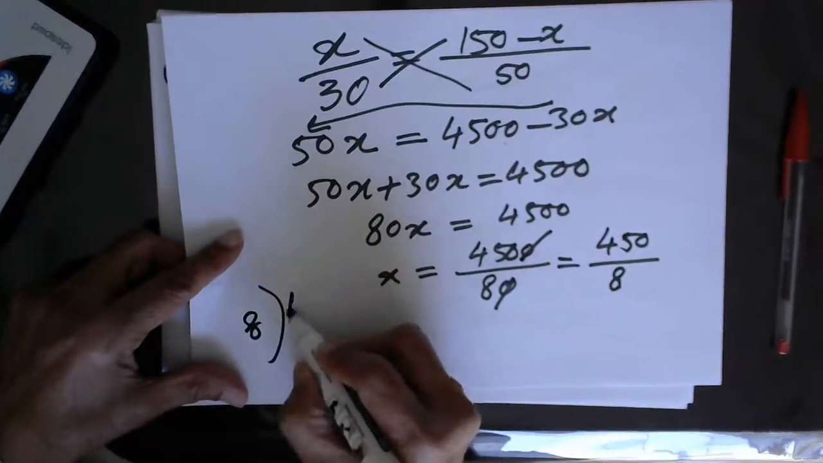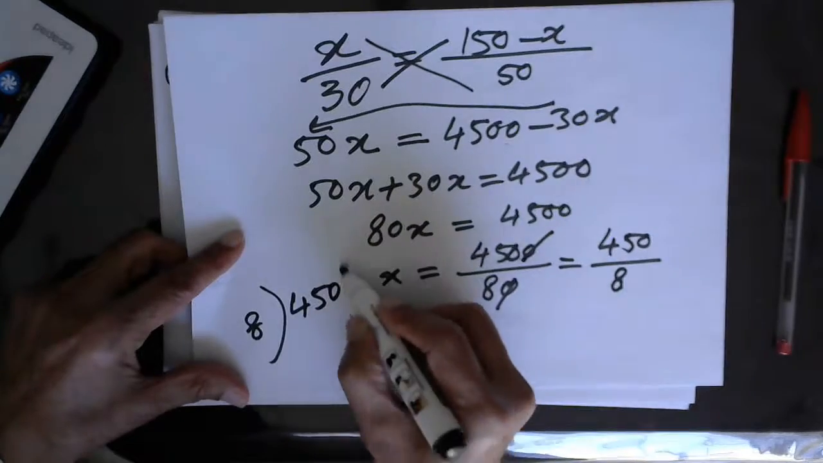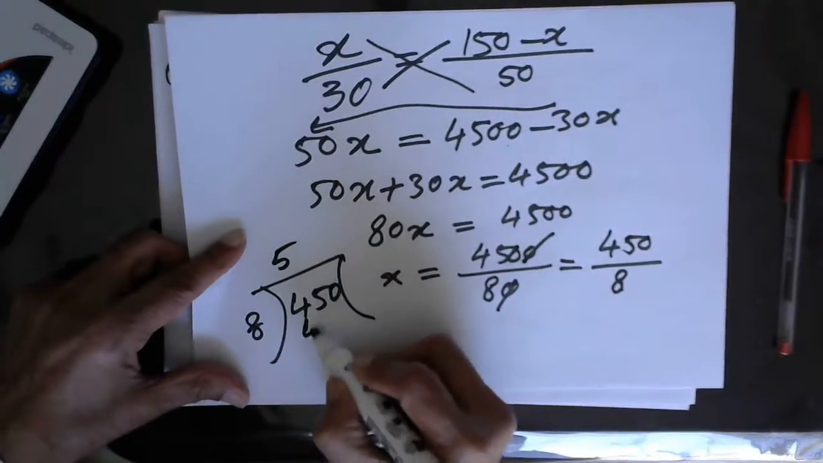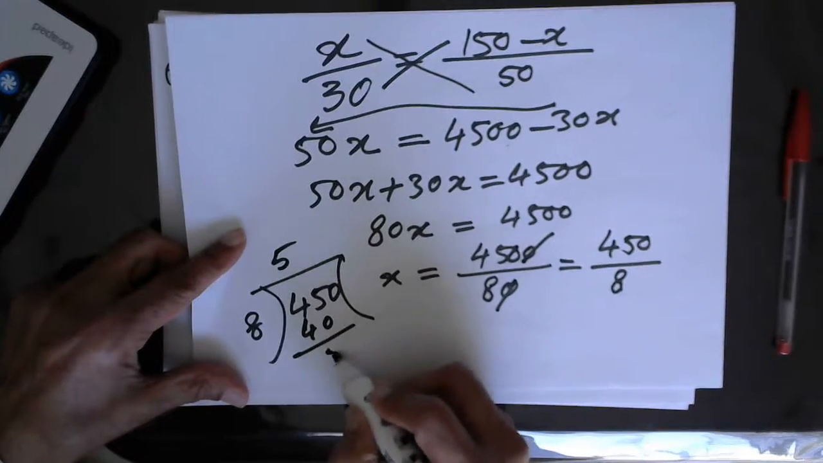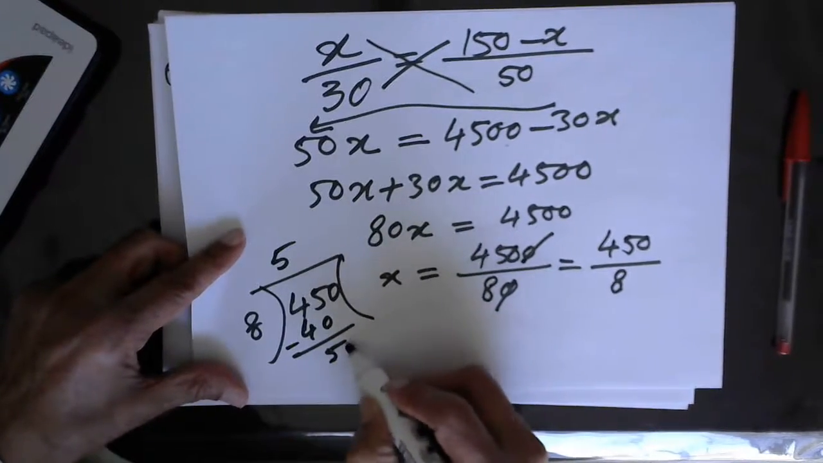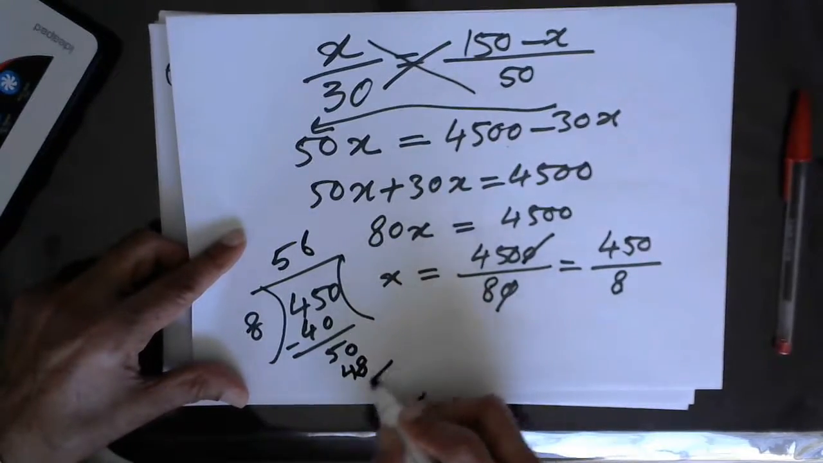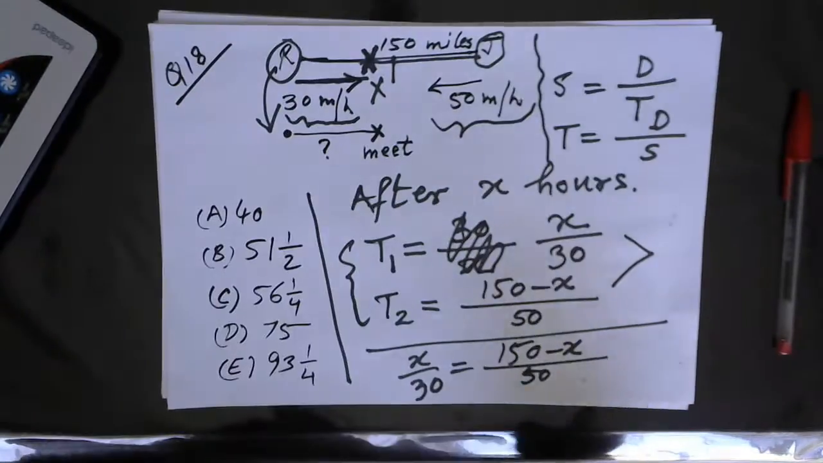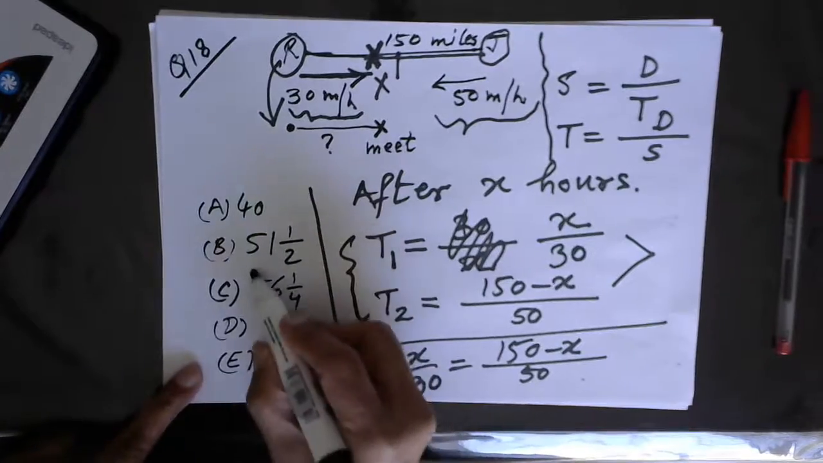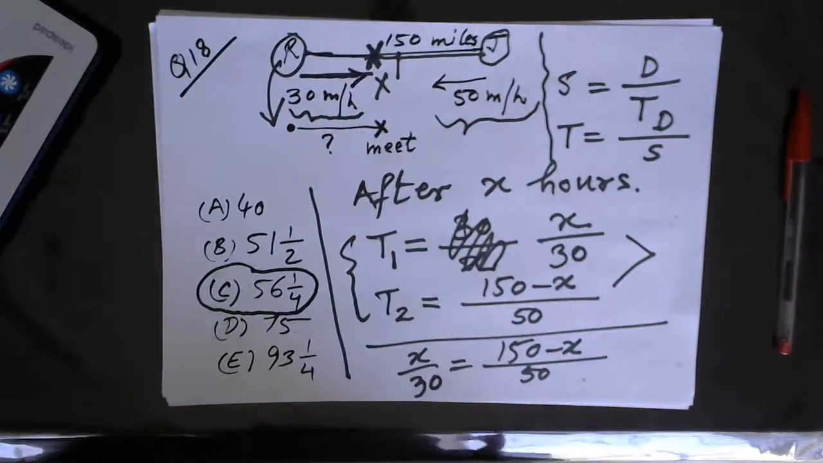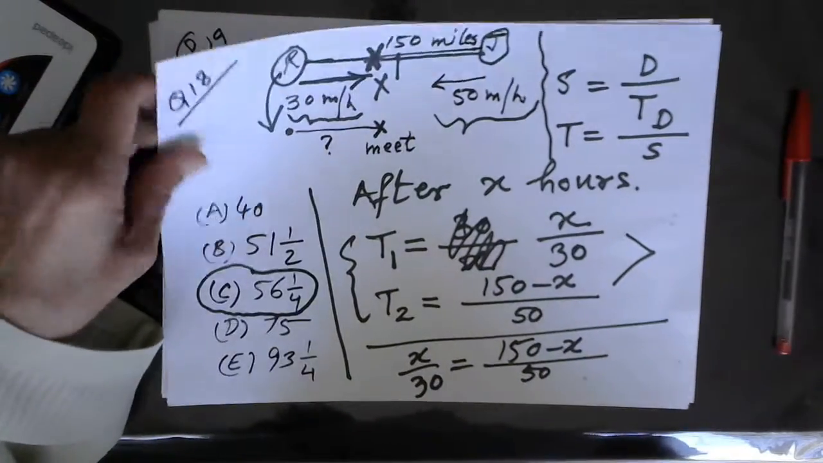If we divide 450 by 8, we will get 8 5s are 40. The remainder is 5. We bring down 0. 8 6s are 48. No need to go on further. The answer is 56 and a quarter. So this is the answer. Okay, I hope it is clear.